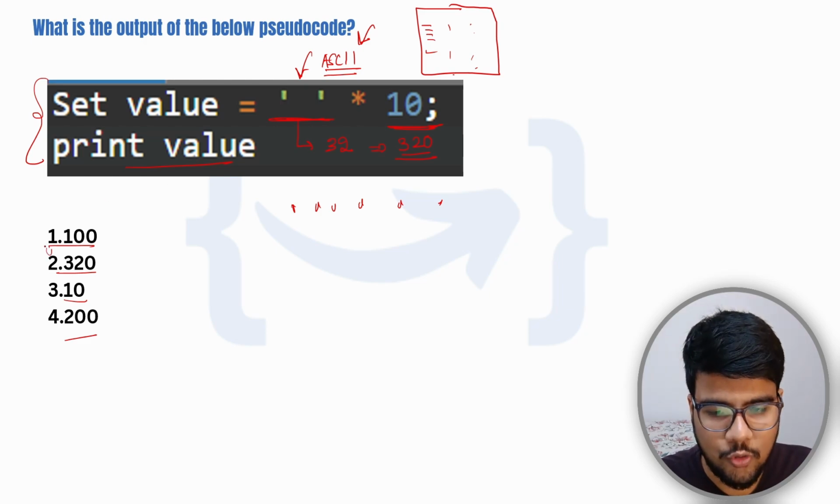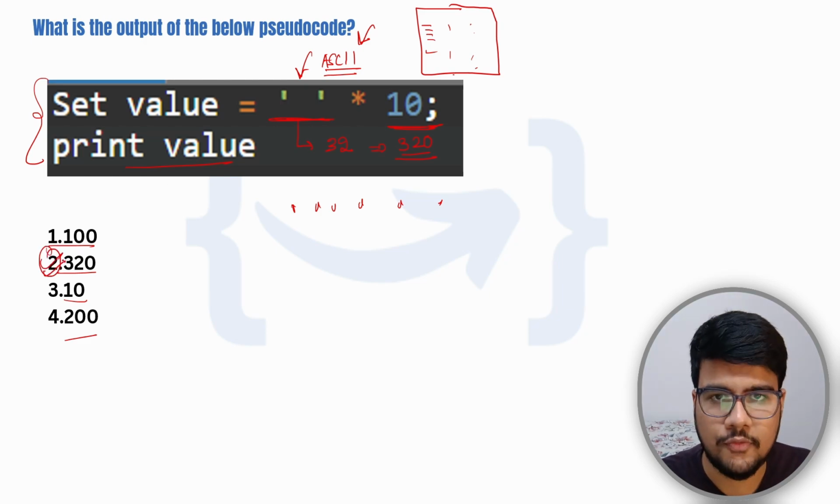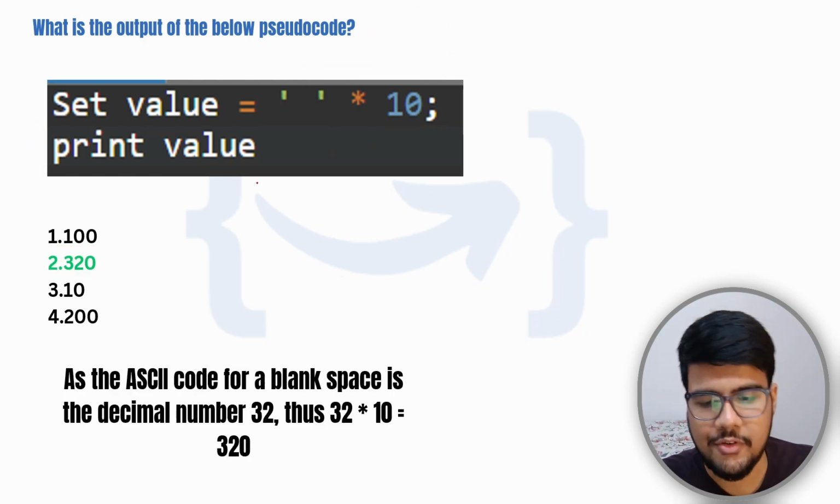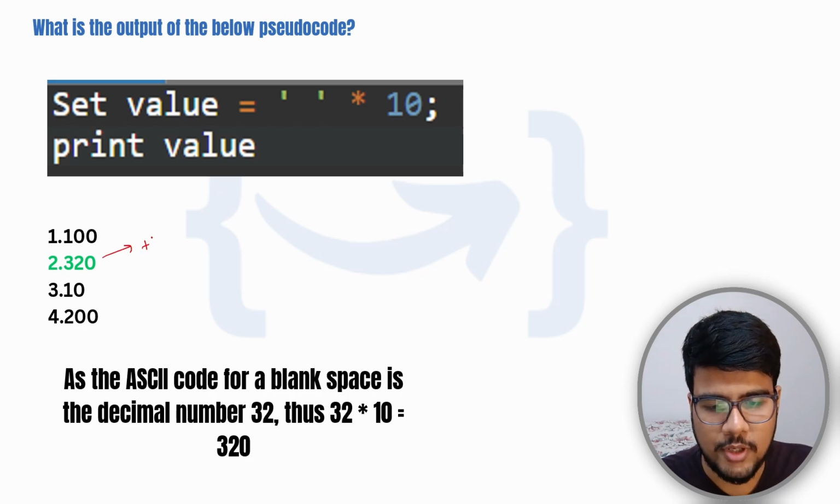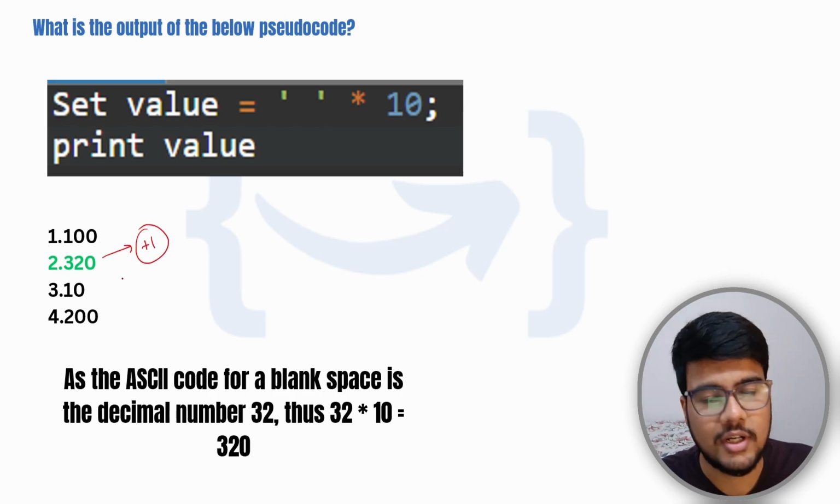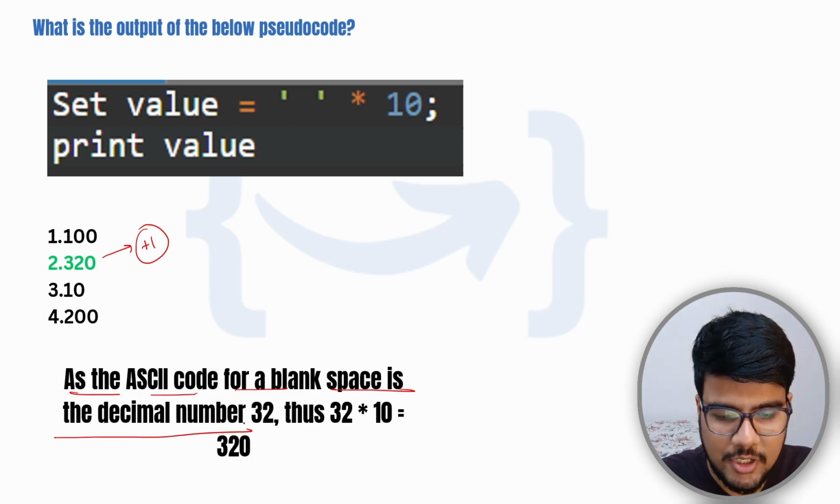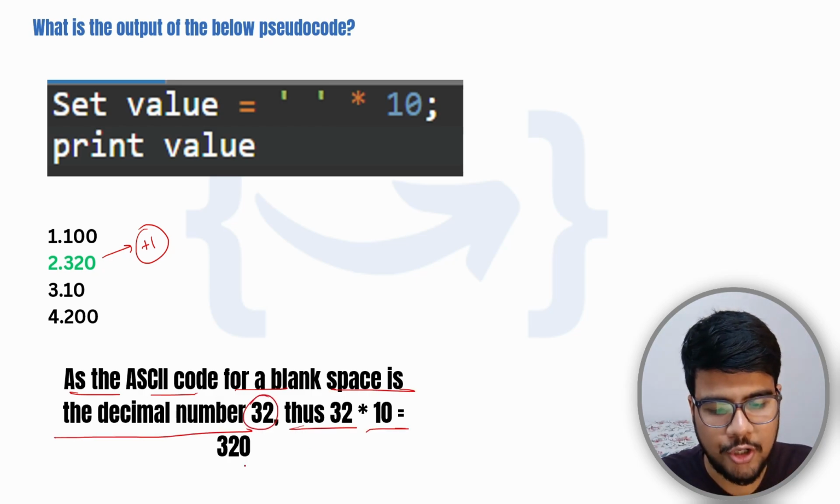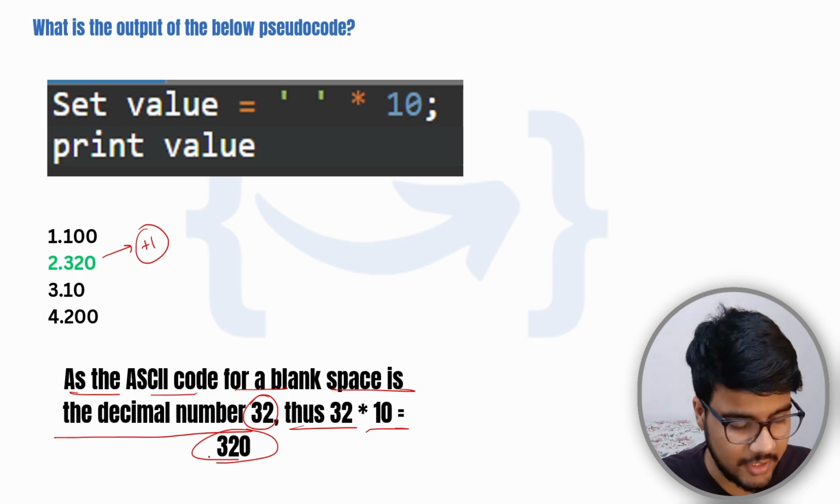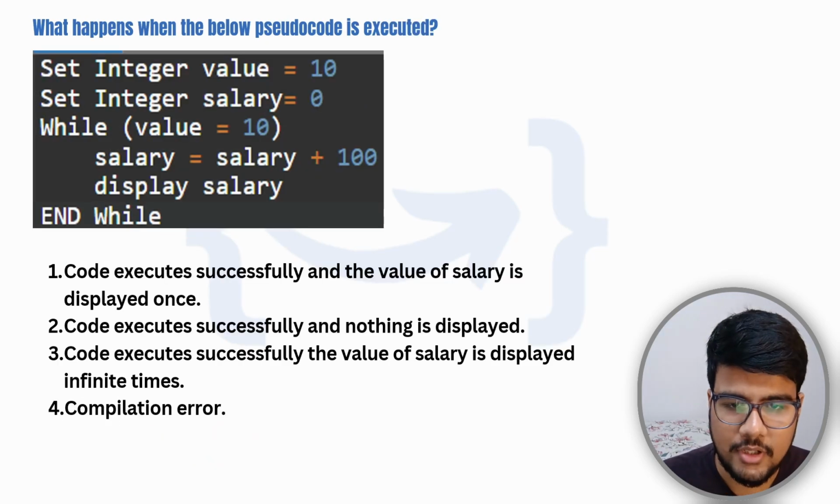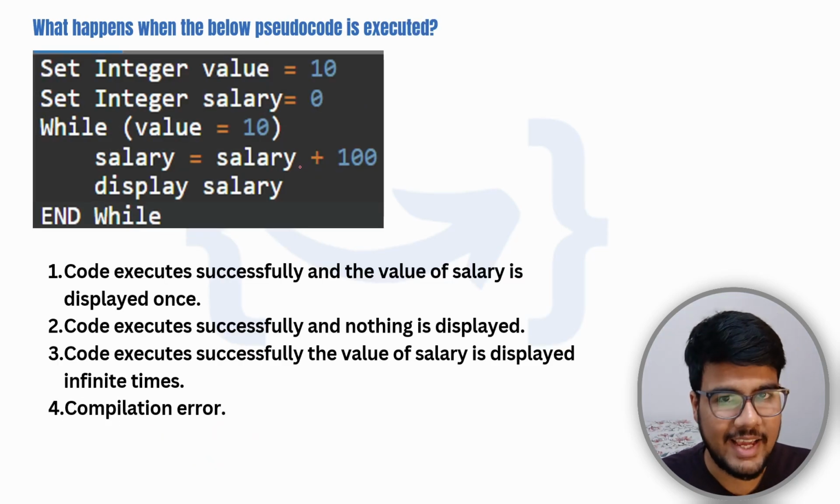So yes, 320 is the correct answer that we are looking for. And I know everyone would mark the question right. So plus 1 mark if you mark this question totally right. As the ASCII code for blank space is the decimal number 32, thus 32 into 10 will become 320, as I stated.